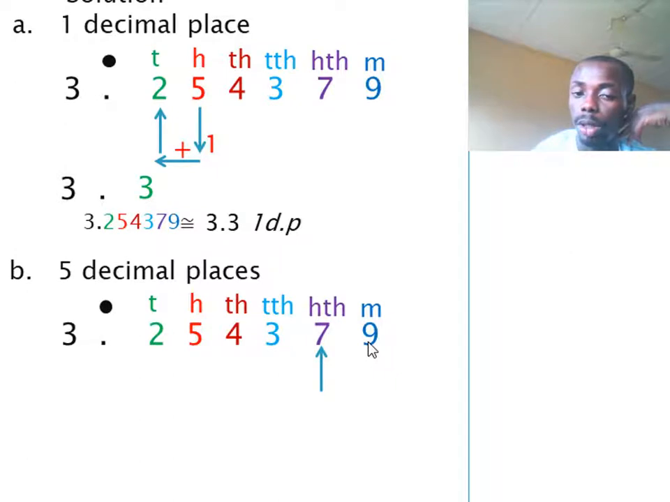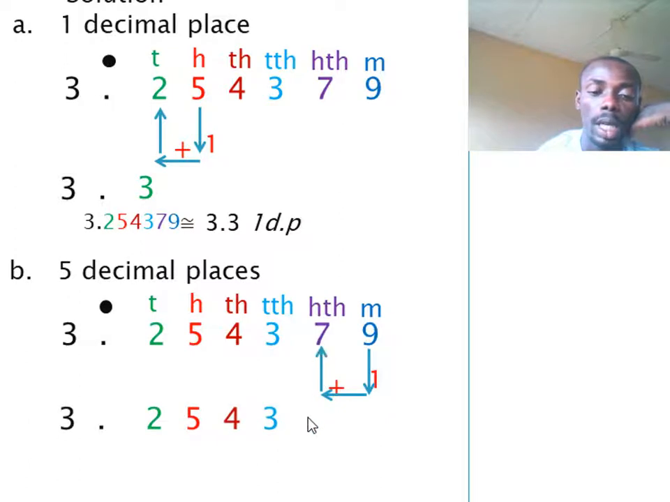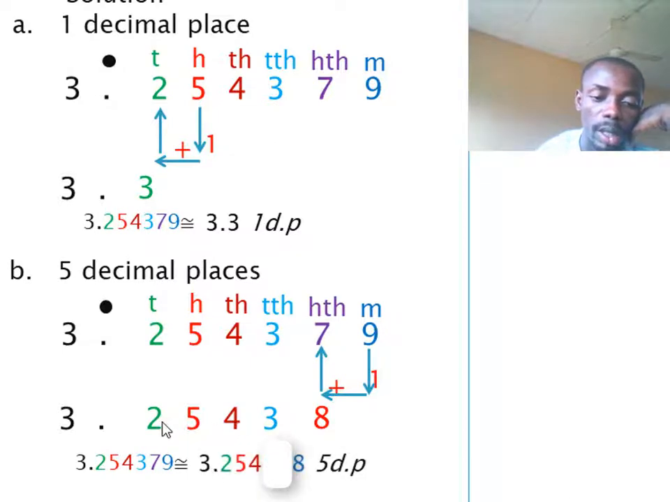Is it approximable or not? This is 9. Of course, 9 is approximable. 9 is equal to or greater than 5. Yeah, that's the trick. So you approximate it to 1, you add 1 to 7. That is making 8. So we'll be having our 8 here. So all these are what we have here already. So our final answer is going to be what we already have here: 3.25438 to 5 decimal places.